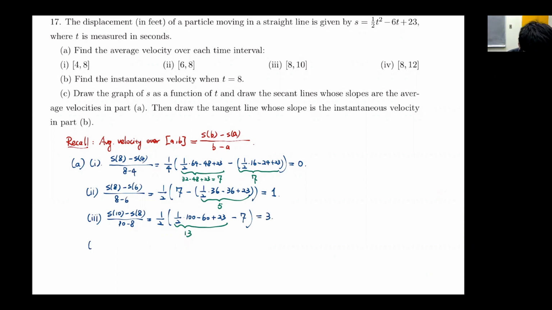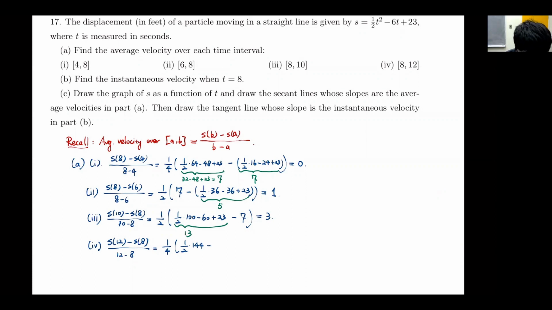And finally, for the fourth part, we're looking for s(12) minus s(8) divided by 12 minus 8. The denominator is 4, so I have a 1/4 factor in front. We need to compute s(12). s(12) is going to be 1/2 times 12 squared. 12 squared is 144, and 144 divided by 2 is 72. But let me leave it for the next step.